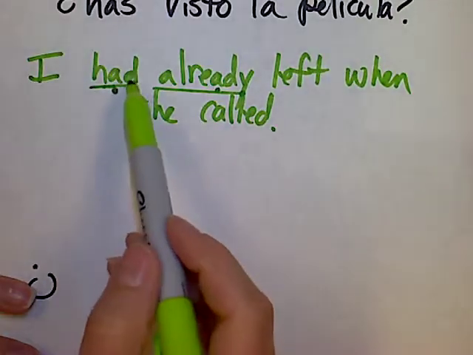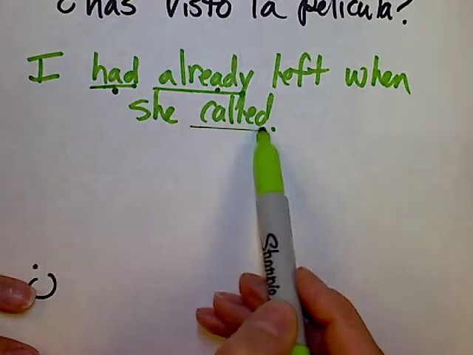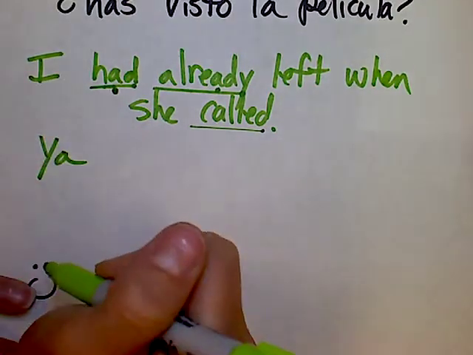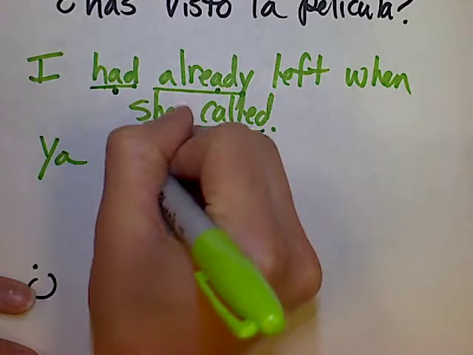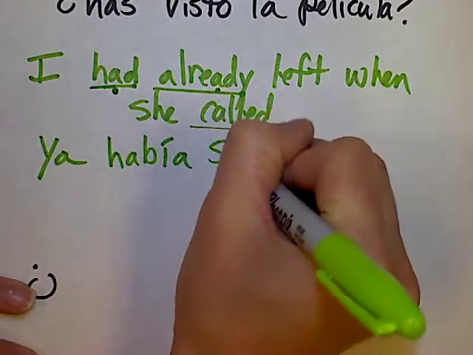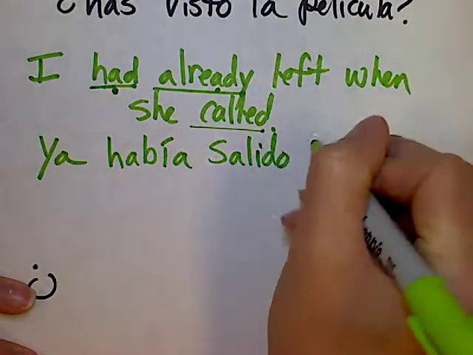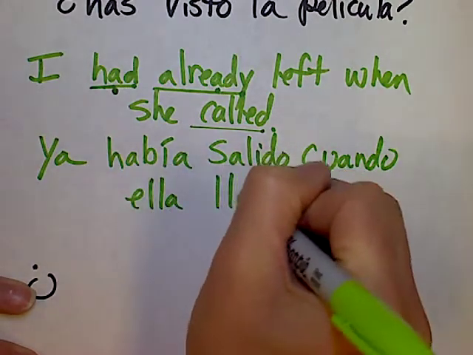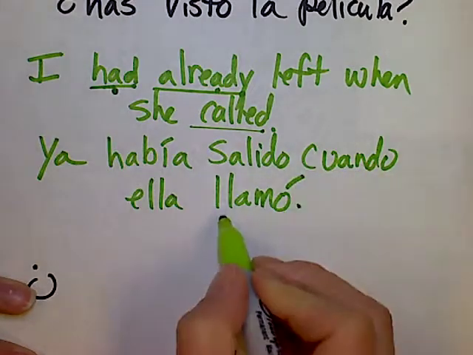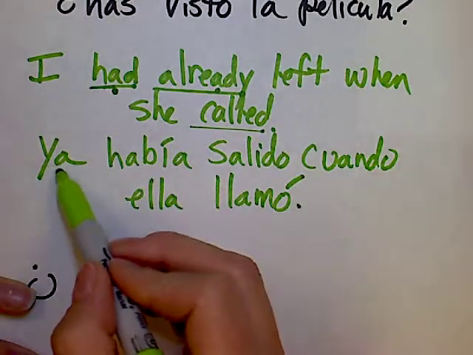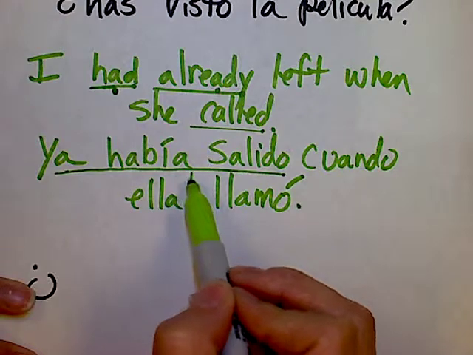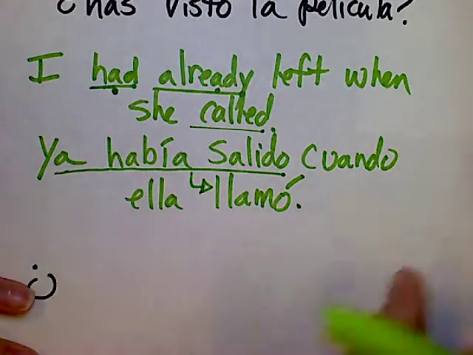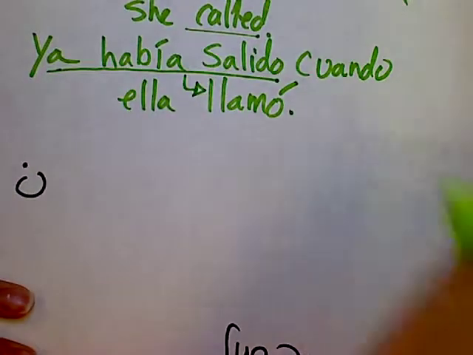So this first part is going to be pluperfect, and then called is going to be preterite. So ya, meaning had already, había salido. Cuando ella llamó. So here's your action that occurred, but here's what had already happened before that. This creates pluperfect.